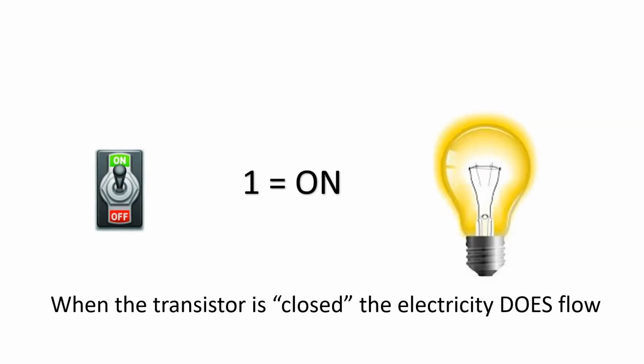And when the transistor is closed, the switch is essentially on and the electricity does flow. So that's symbolized by a 1 in binary. So 1 is on and 0 is off. That's kind of how a transistor works in the CPU. And you got to understand that there's billions of these in that CPU.